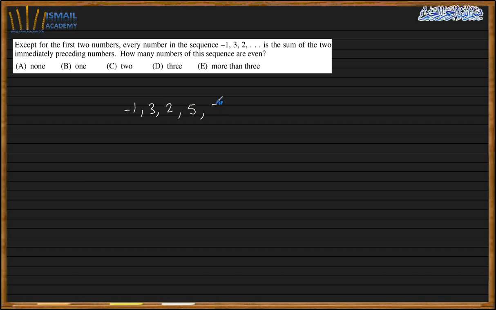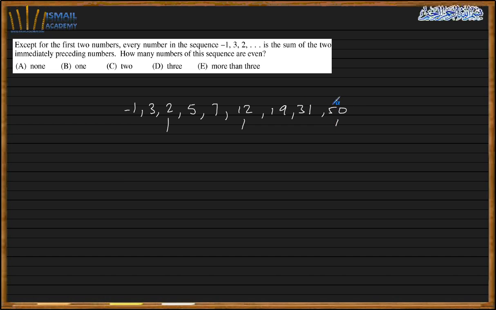The next one will be 7. The next one will be 12. The next one will be 19. You see, I just take the sum of the two preceding terms. The next one will be 31. The next one will be 50. Is that clear? So how many numbers of this sequence are even? So this is even, this is even, this is even, and I believe there are more than 3 even.